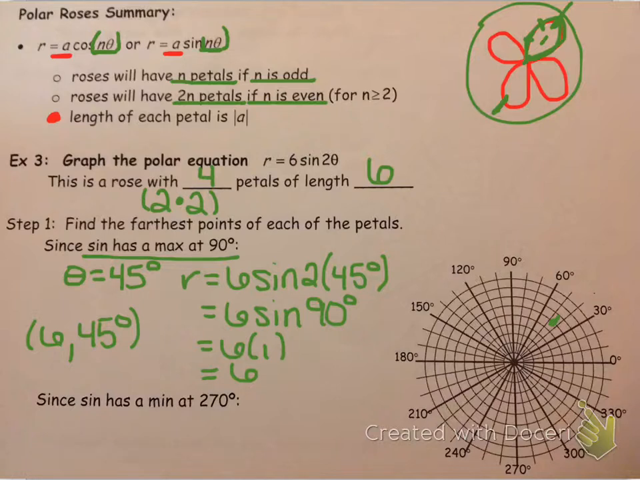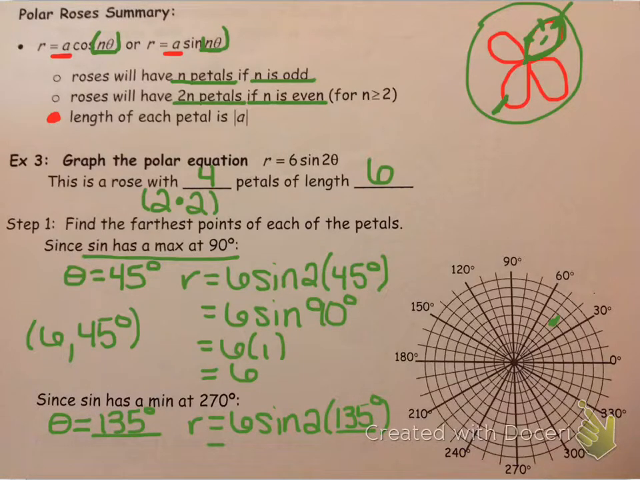And then sine has a minimum at 270. So what angle would we need to plug in so that when we doubled it in the equation, we would be evaluating 270 degrees? And hopefully you're thinking, or you said, 135. So we plug in 135, so that when we double it, we're evaluating sine of 270 degrees, which is, hopefully you said, -1. And so we end up with an answer of -6 at 135 degrees.